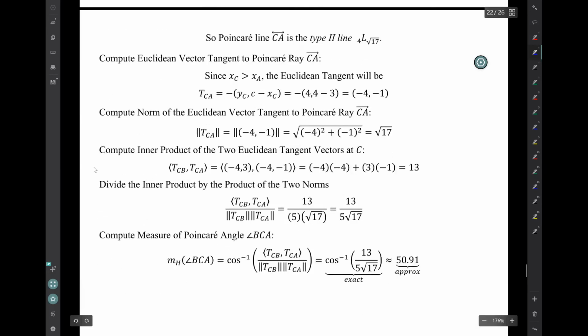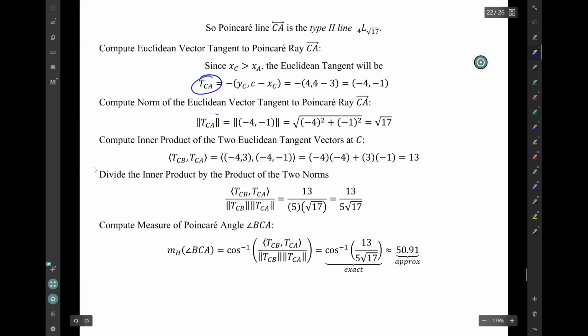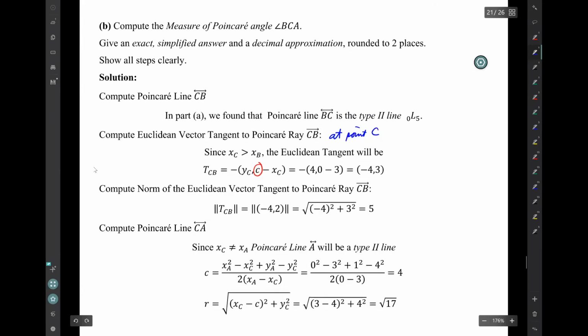What's next? Well, I need to find this vector and the norm of that vector, the tangent vector to Poincaré ray CA. In order to do that, I'm going to have to first investigate Poincaré line CA. Since points C and A have different x-coordinates, Poincaré line CA will be a type 2 line. So I have to find the value of its center, c.